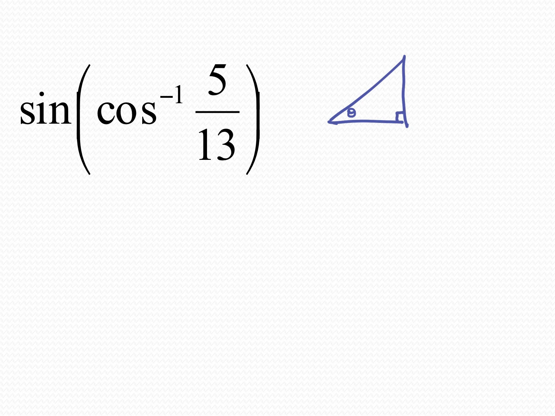Cosine 5 over 13. Is it negative? This is right this time. So this would be adjacent is 5. Hypotenuse 13. What's my missing side? 12. Good. Remember, those triples are going to save you a ton of time. Now, what's the sine of that same triangle? 12 over 13. Yep.